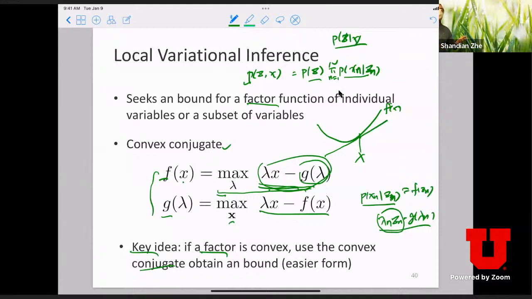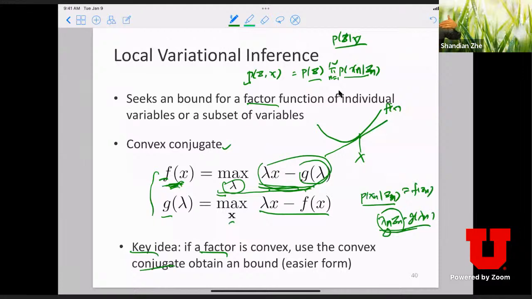That's the idea. But someone asked, well, what's the rationale? Why can I replace my original factor by a convex conjugate? Because we know that there are choices of lambda which can make my lower bound equal to the true factor. So what I need to do is just maximize this lower bound with respect to lambda_n to find the optimal lambda_n which reaches the original factor value.